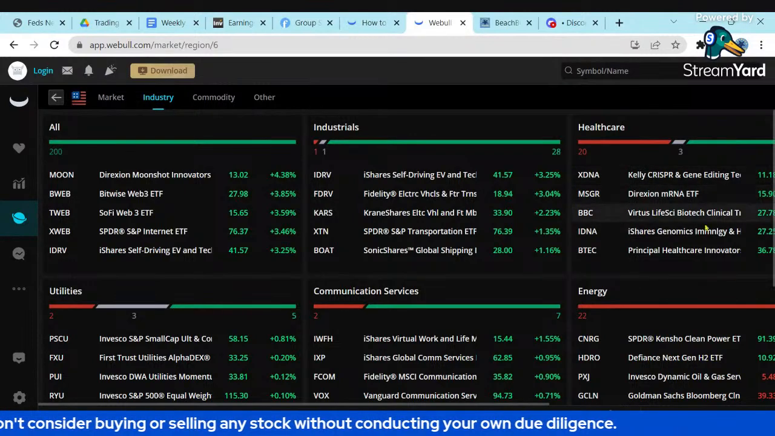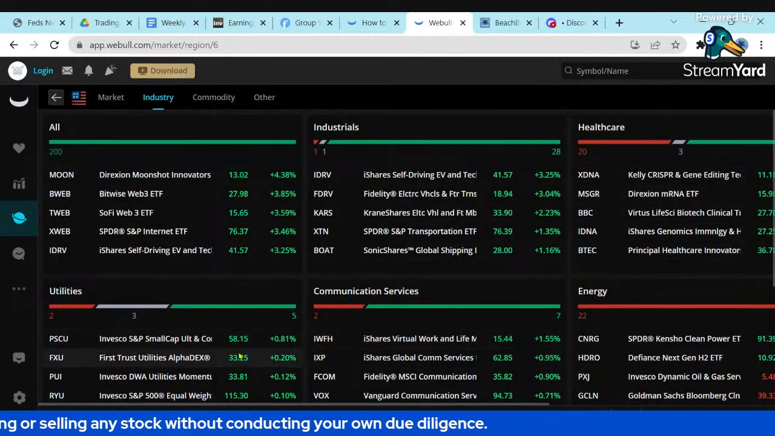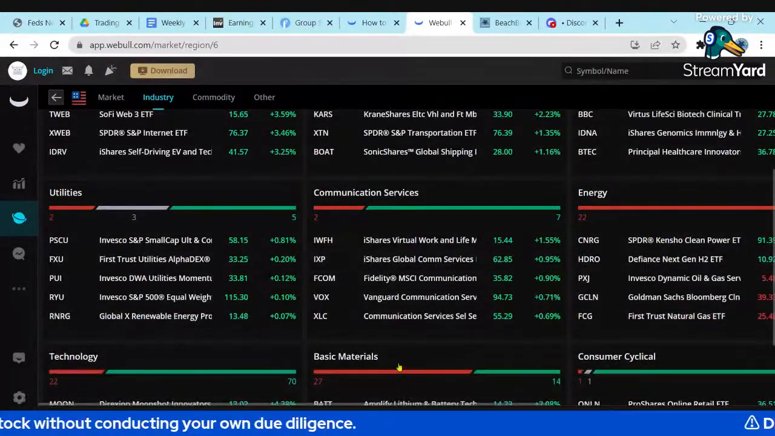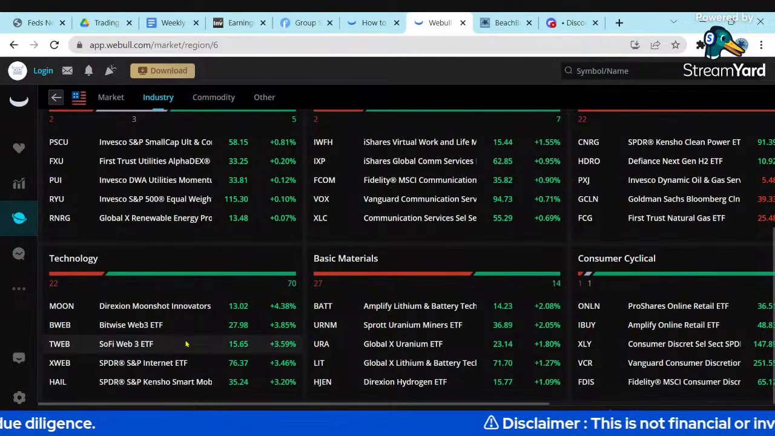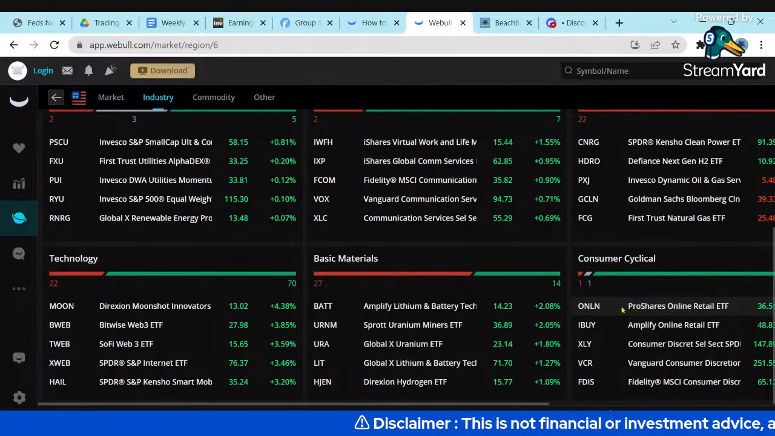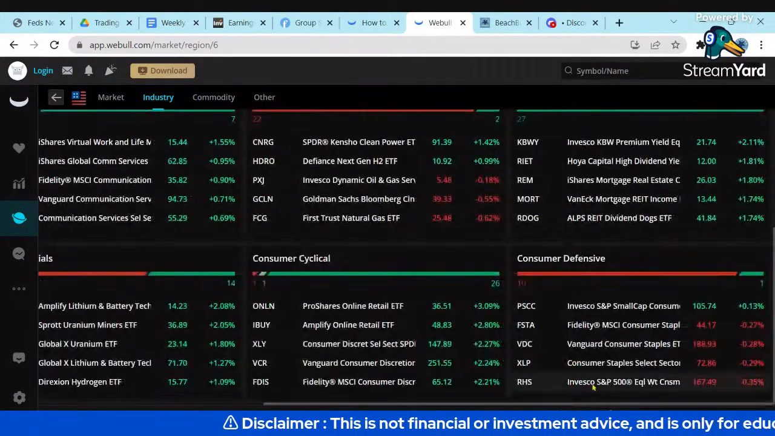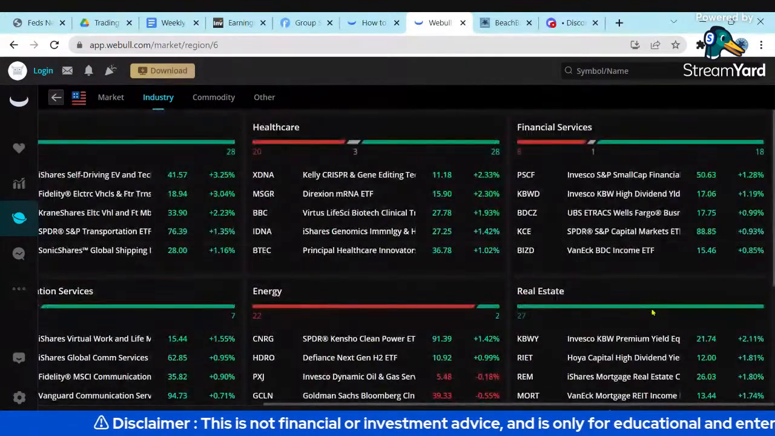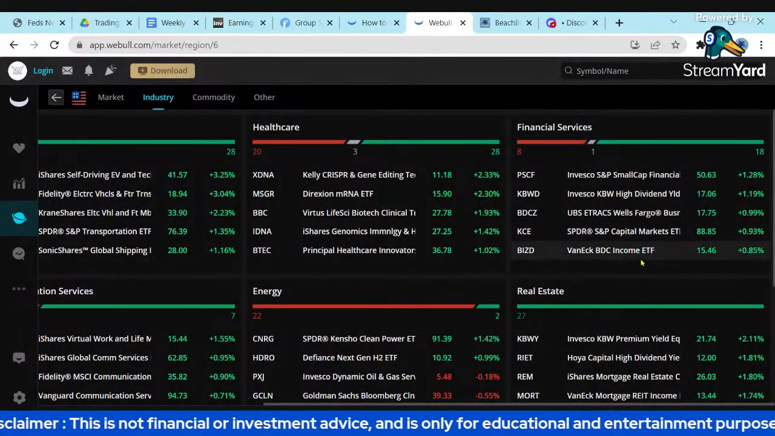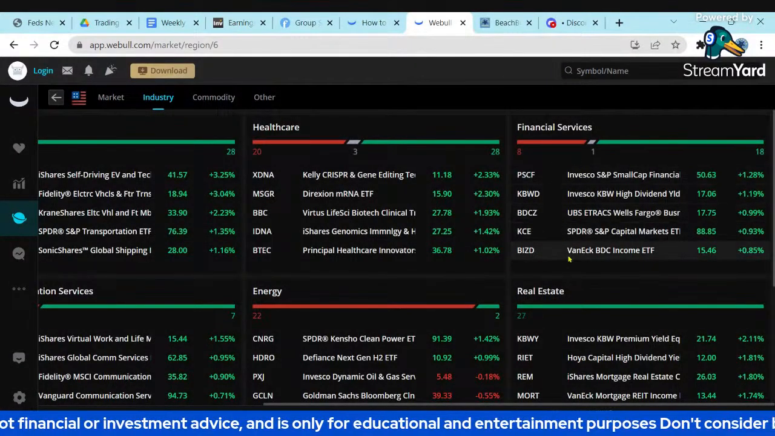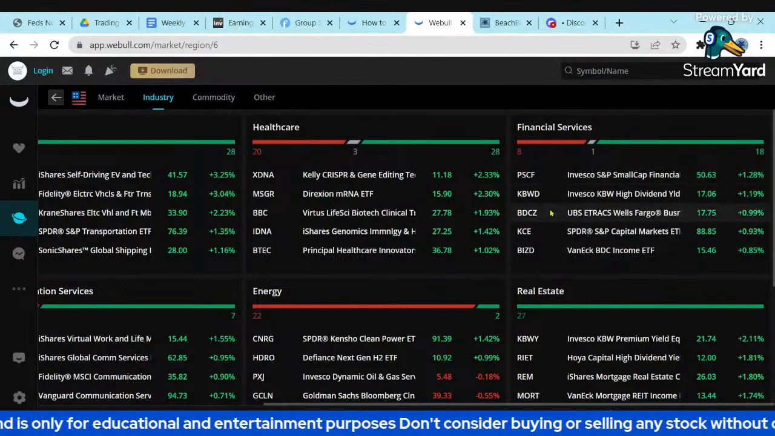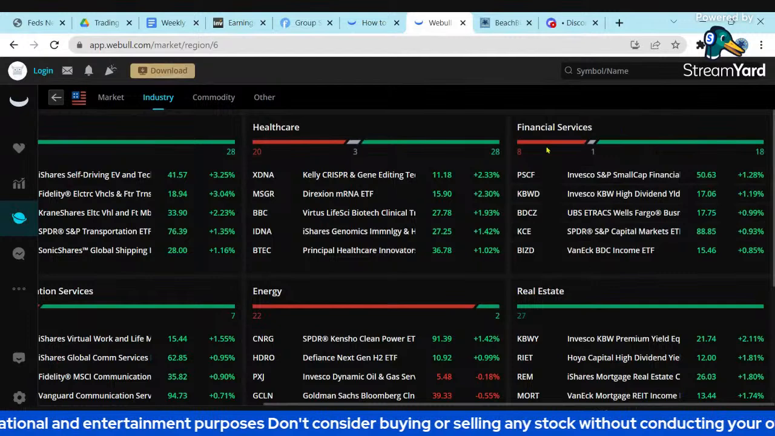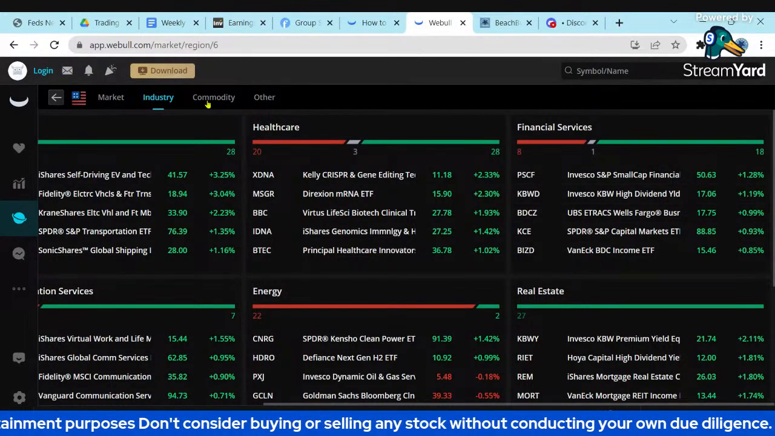Industrials, healthcare, slightly positive. Communication services, positive. Energy was negative. Basic materials was negative. Technology, positive. Again, we saw this in the sectors and the groups. Consumer cyclical was positive. Real estate positive, and financial services positive. And that's kind of interesting. And we'll talk tomorrow about how we're trading, how we're positioning in the financial services sector as well.